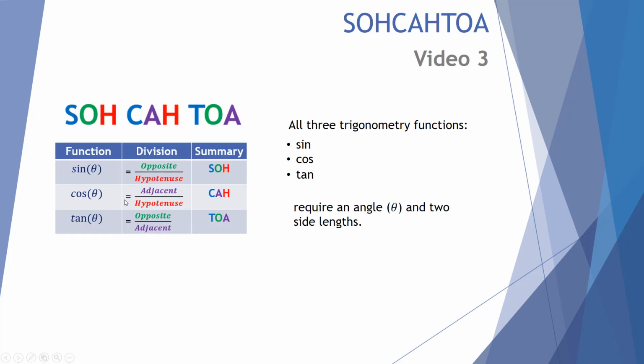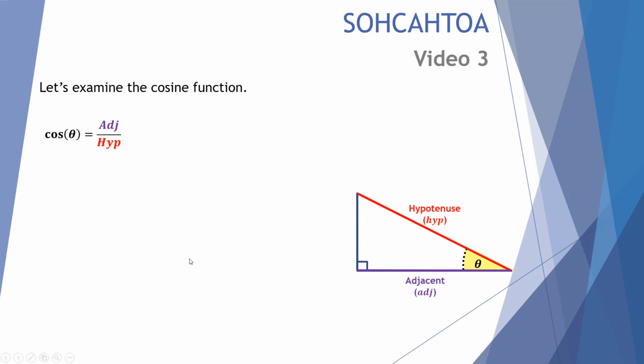Today, we'll be looking at the cosine function. Now, all these three trigonometry functions require an angle and two side lengths. The cosine actually requires the adjacent and the hypotenuse side length. That's what we'll be focusing on today. So let's examine the cosine function.